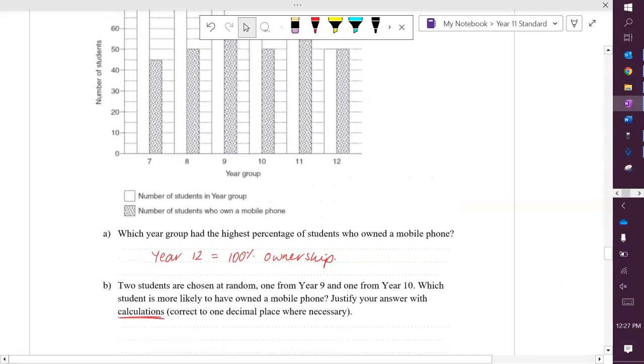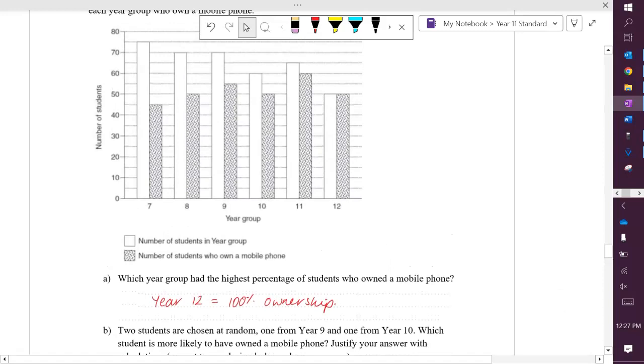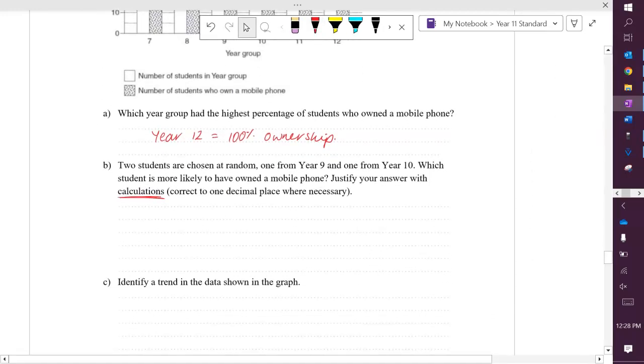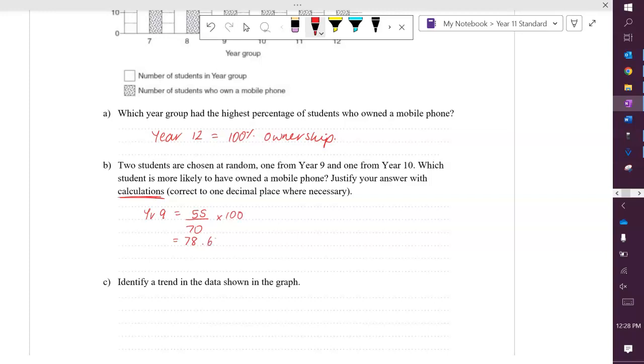So what we need to look at is, with year 9 doing the calculation, there were 55 students who had a mobile phone and 70 students in the year group. So for year 9, it would be 55 over 70, which turns out to be 0.78, times 100 to get our percentage in one go, 78.6% to one decimal place.